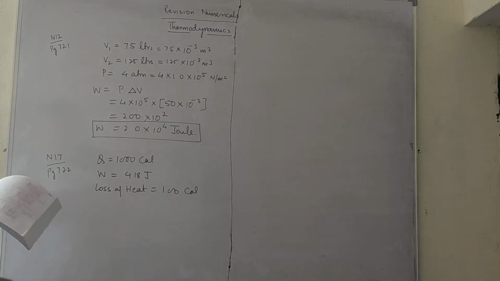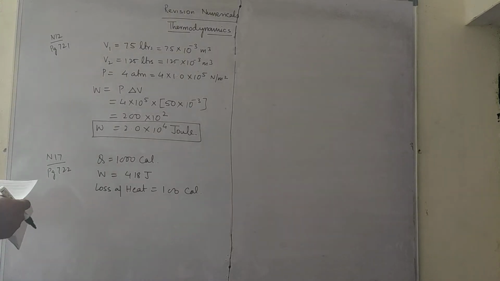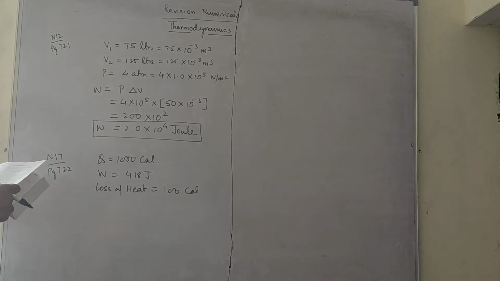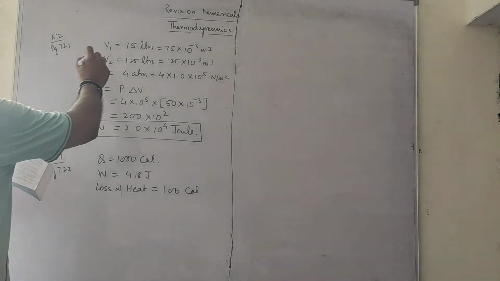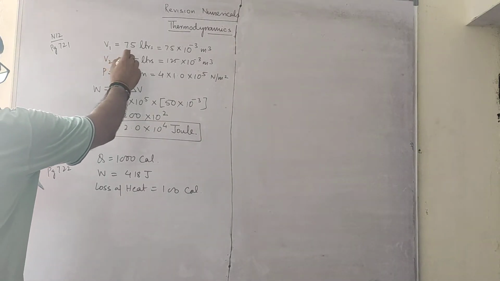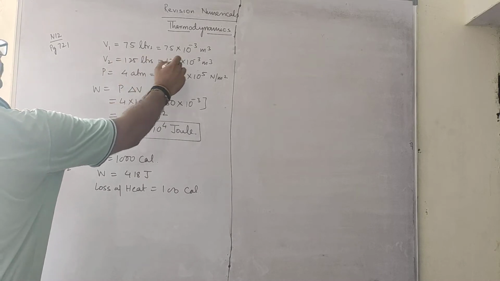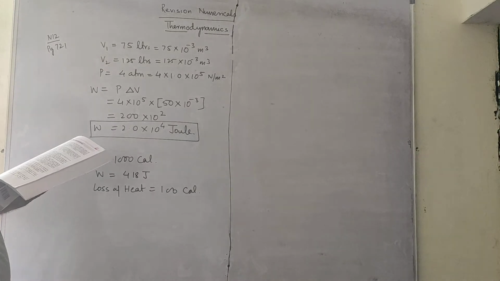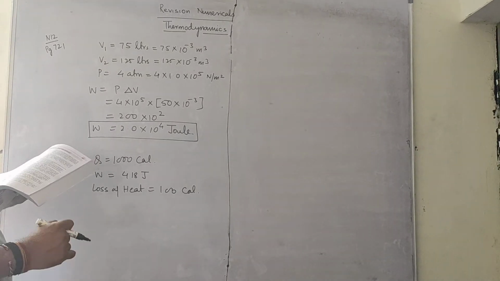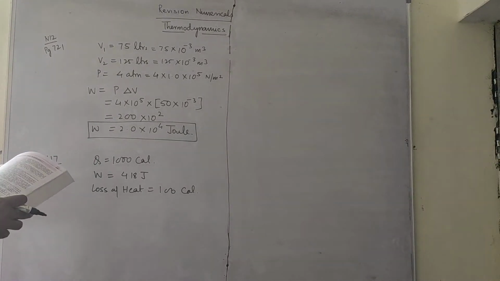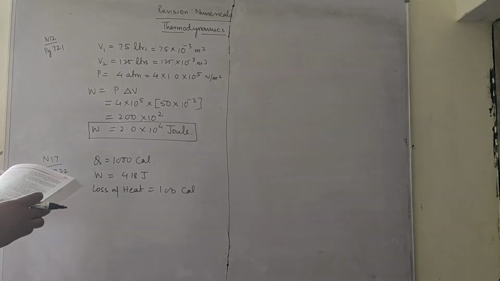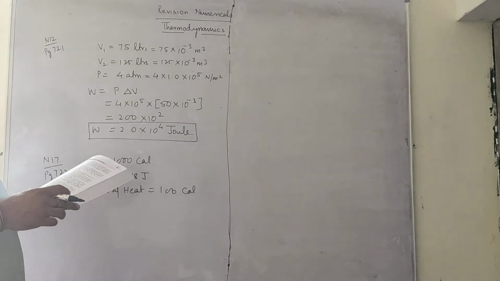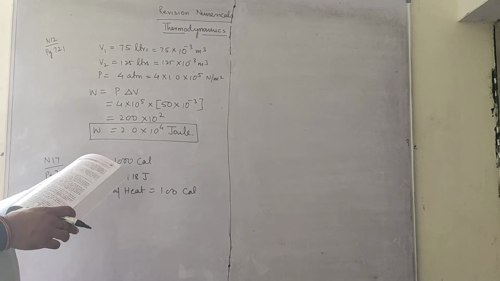I am doing numerical number 12 on page 721. A gas expands from 75 liter volume to 125 liters. 75 liters means 75 into 10 to the power minus 3 meter cube, as 1 liter is equal to 10 to the power minus 3 meter cube. So V1 is 75 into 10 to the power minus 3 meter cube.